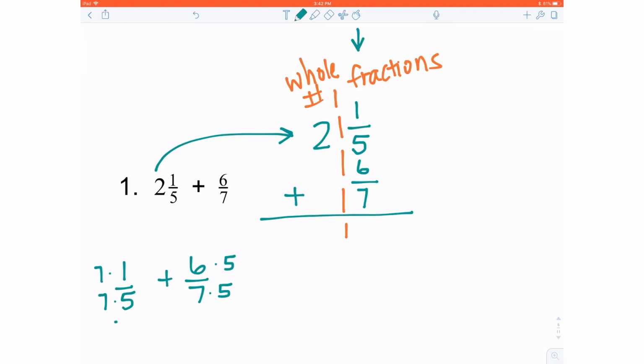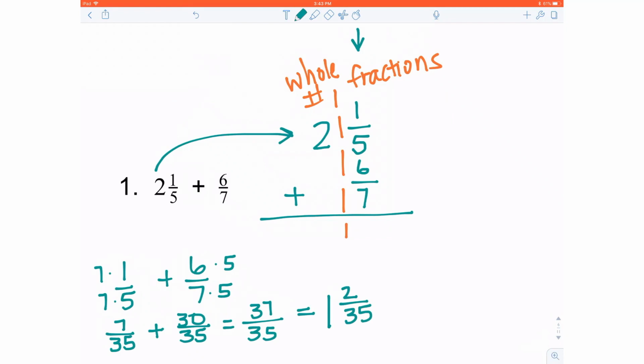And this becomes 7/35 plus 30/35. And that equals 37/35. Well, wait a second, this is an improper fraction. Well, let's rewrite it as a mixed number. 35 goes into 37 one time. We have a remainder of 2, and our denominator stays the same.